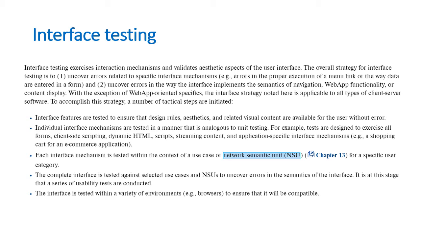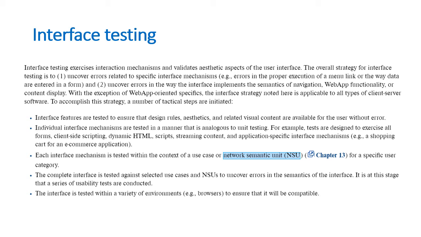The overall strategy for this testing is, number one, to uncover errors related to specific interface mechanisms. For example, if we have errors in the execution of a menu link, or when we have a form, how we enter the data. And secondly, to uncover errors in the way the interface implements the semantics of the navigation, the web app functionality, or the display of content.